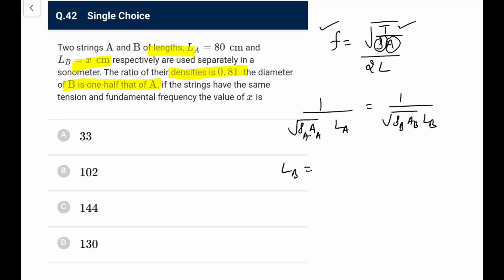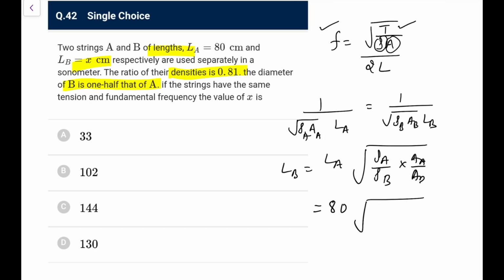So what we need to find, L of B would be L of A into root of rho A by rho B into area of A to area of B. So L of A is 80, the density ratio is 0.81, and the diameter of B is half, that means the area is 1/4, so it would be 4 times. So it is 4 into 0.81 under the root, I can take it out, 80 into 0.9 into 2. So it is 80 into 1.8, 18 8s are 144.